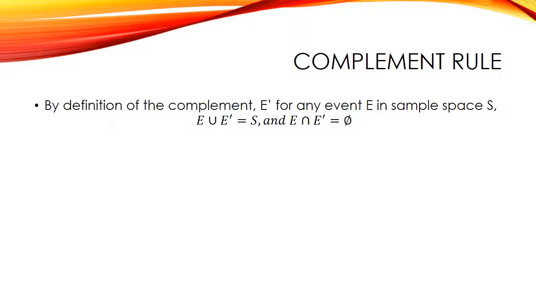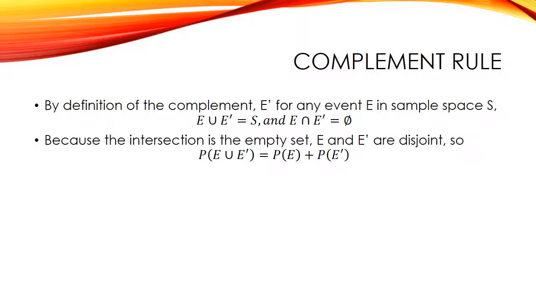Okay, the complement rule. By the definition of complement, E prime for any event E in the sample space S, E combined with E prime equals S, and E intersection E prime is the empty set. In other words, remember, the complement is just the opposite. Whatever's not in E is in the complement of E, so they're opposites. When you put them together, you get the entire sample space. And when you look at their intersection, it's the empty set. They don't intersect because they're actually opposites.